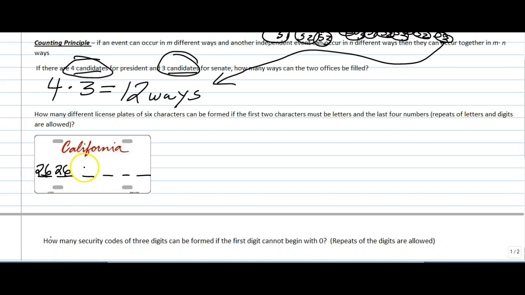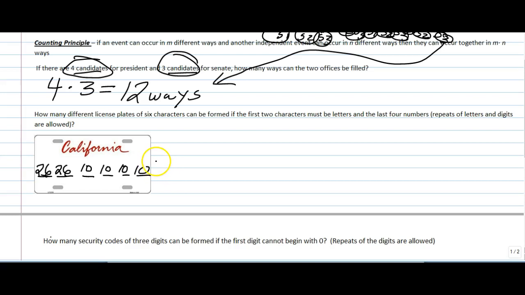The third character must be a number. So we have the digits 0 through 9, which actually gives us 10 possibilities for the third character. Now, the digit that I choose for the third character doesn't affect the choice of the digit that I choose for the fourth character. So I still have 10 ways. If I'm filling the fourth character with a number, I still have 10 ways in which to fill the fifth character with a number, and I still have 10 ways in which I can fill the last character, or the sixth character, with a number.